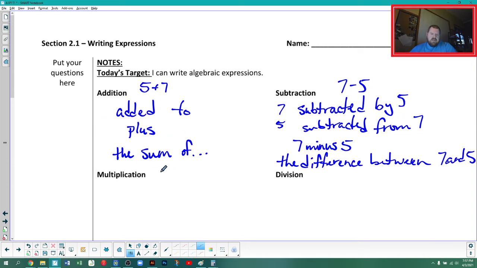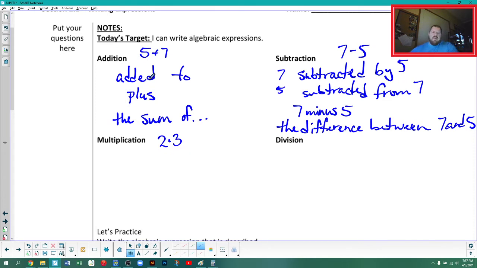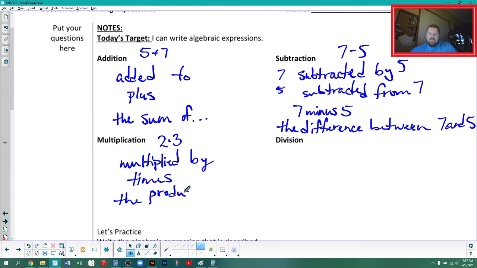Okay, let's look at multiplication. Let's just think about 2 times 3. In multiplication, the order doesn't matter, so I'm not so worried about that. I might say multiplied by. I might say the lazy one, times, or even the product of. So the product of 2 and 3. That's probably a good enough list for now.